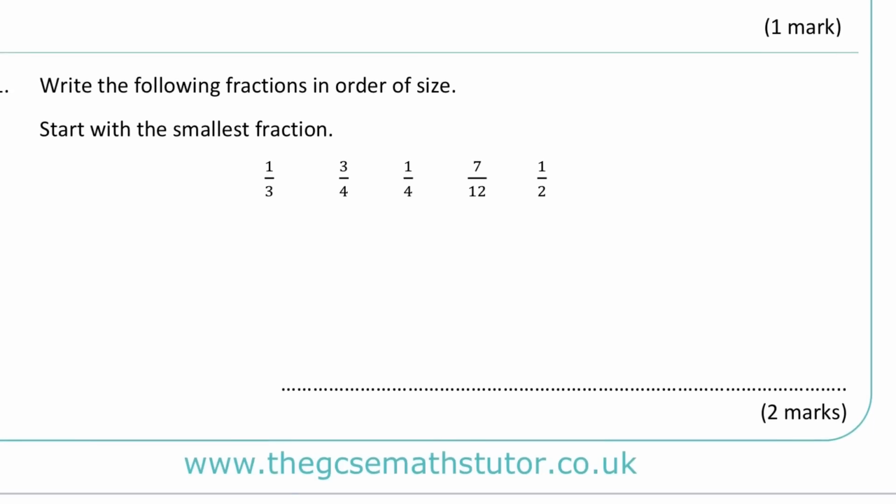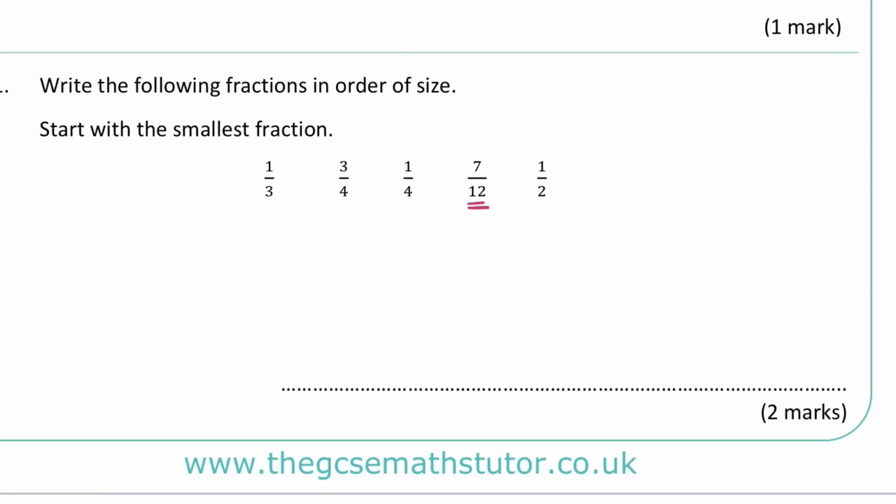Okay, on to question 11. Write the following fractions in order of size and start with the smallest fraction. Well, when we are ordering fractions, there's quite a lot here. There's 5 fractions. We want those denominators to be the same. So typically, have a look for the biggest denominator in terms of the size of the number. We have 12 over here. So can we turn them all into 12? Well, we could definitely turn the 4s into 12. We can do the 3 and we can do the 2.